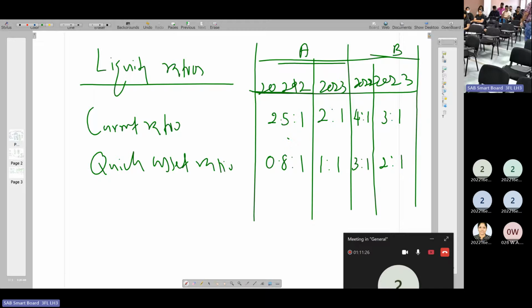Another thing is inventories staying in the pool. The main current ratio includes what? Inventories.